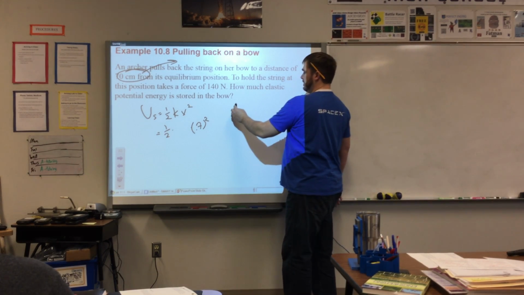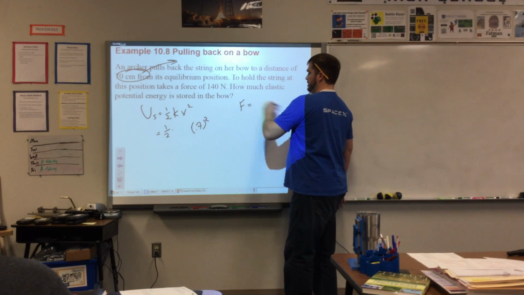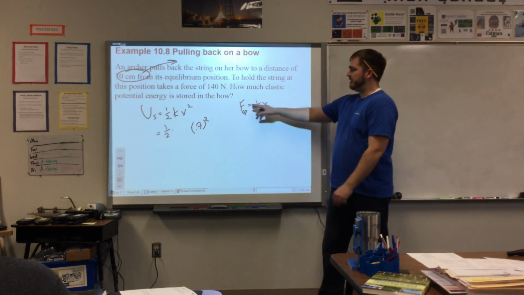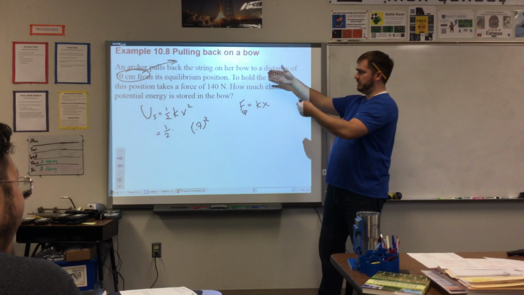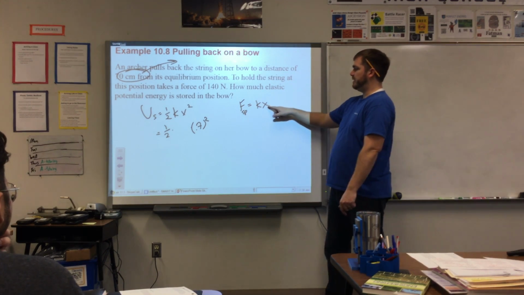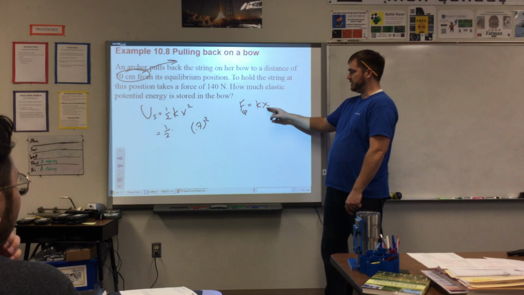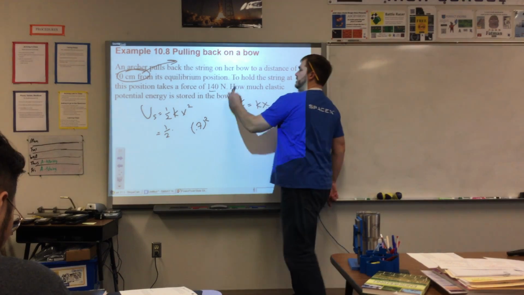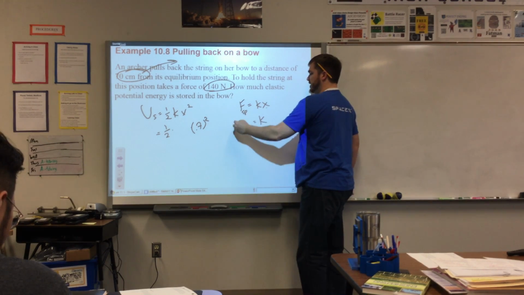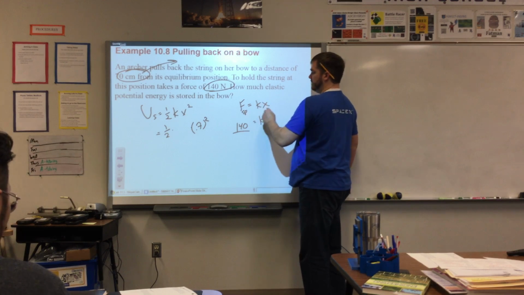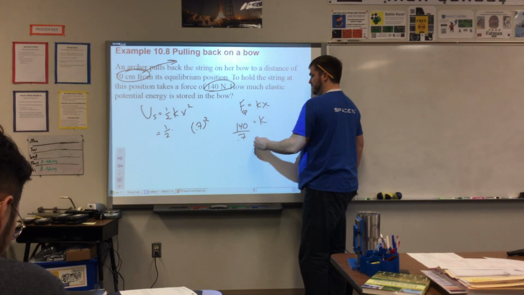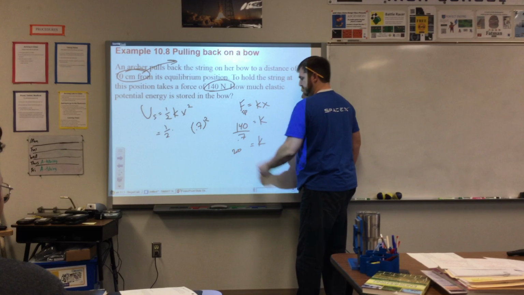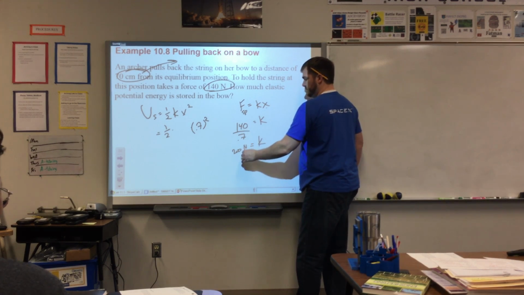What is that other equation that we have at our disposal? F equals kx. This is F_SP, the force that it takes to stretch a spring or an elastic bowstring a distance x is governed by this formula here. So here we're told you've got 140 newtons, so k is 140 newtons divided by that distance, 0.7. So k equals 200. The units are newtons over meters.